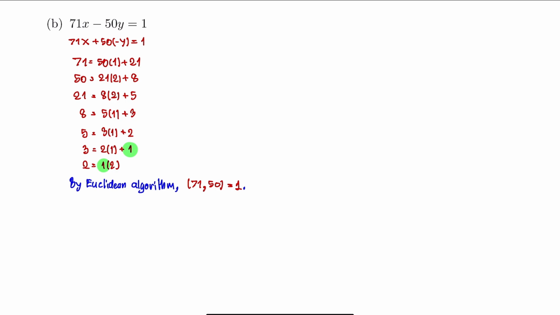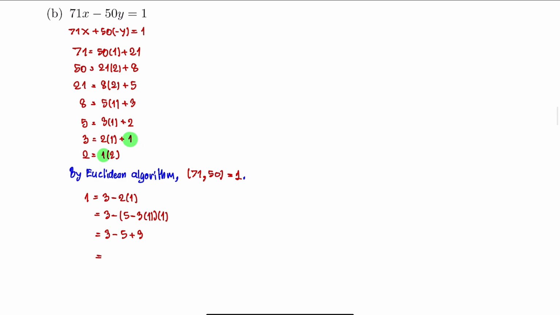We will start with the next to last equation, which is 3 equal to 2 times 1 plus 1. And I have to write 1 in terms of 3 and 2. And the next equation has the remainder of 2, so we have 5 minus 3. So it turns out to be 3 minus (5 minus 3), and it's 3 times 1. And then we distribute the minus sign. So we have 3 minus 5 plus 3. Okay, we have 2 times 3 minus 5.